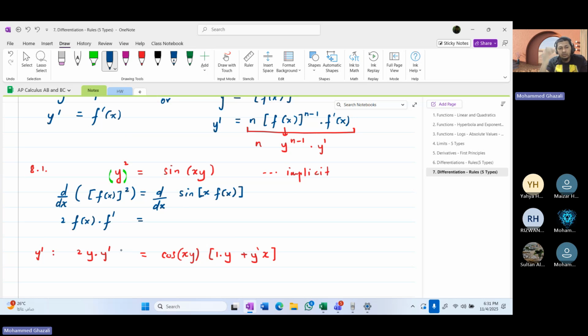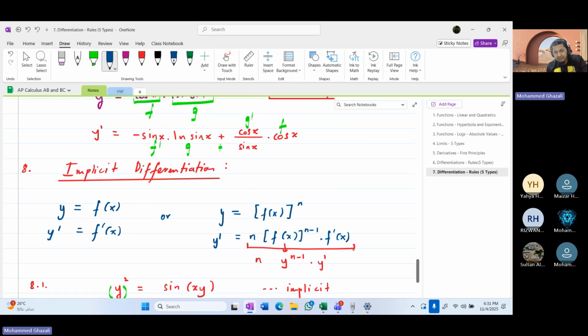I replace y with f of x all squared. Is that a rule? I'm here, just 2f of x times f prime. This is the rule for chain rule. There, I just showed you the chain rule. If I have f of x to the power n, it becomes n f of x to the power n minus 1 times the derivative of the inside function.